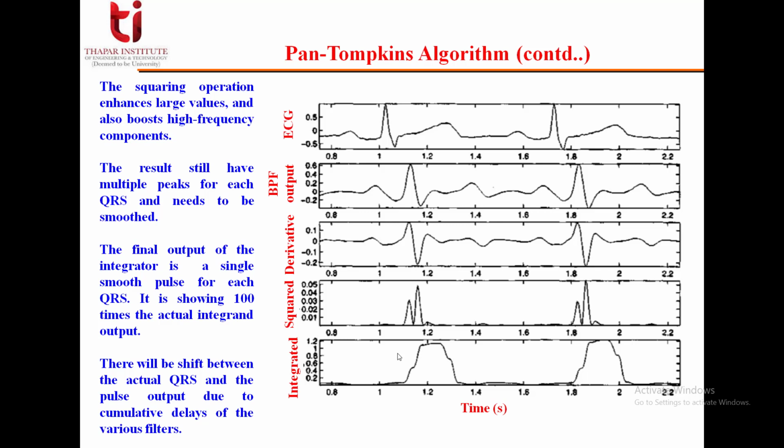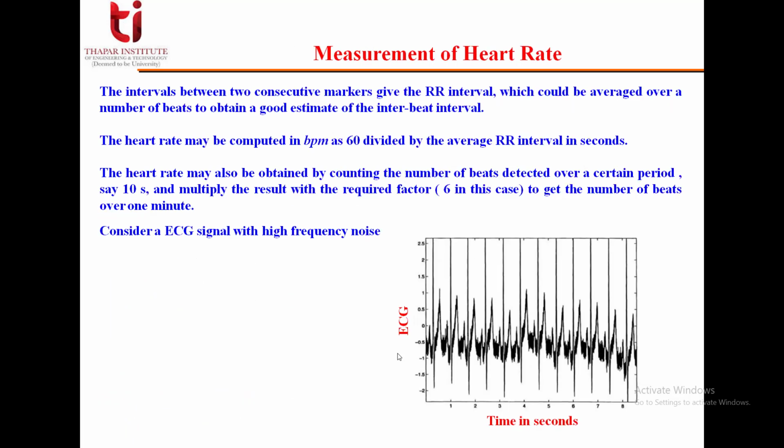And if you see, we have a shift between the actual QRS and the pulse output due to the cumulative delays of the various filters. Now, next is how you can apply this algorithm for the measurement of heart rate.